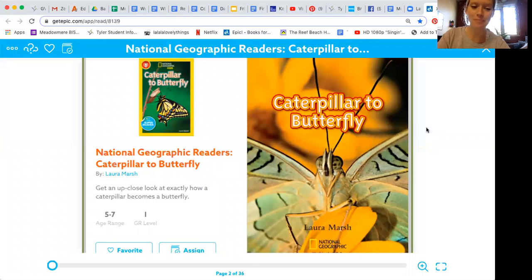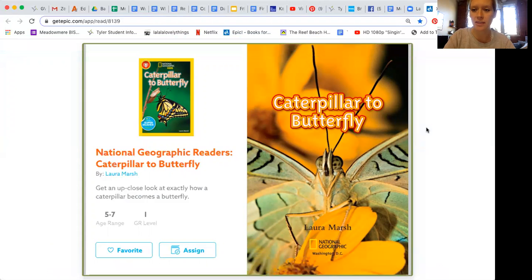So this week we are going to learn all about butterflies and maybe some other bugs if we have time too. Today we're gonna read Caterpillar to Butterfly. It's a National Geographic book again, and I'm pretty sure we even have this one in our classroom. We are going to be reading a nonfiction book.